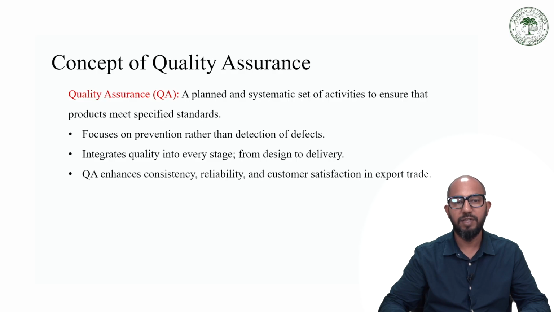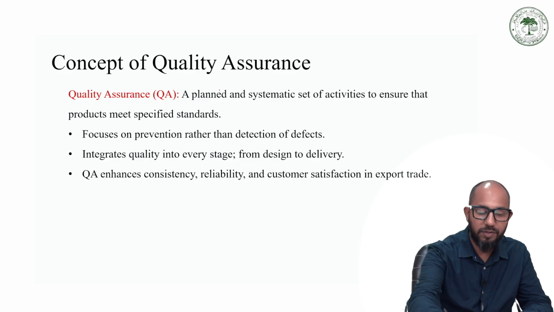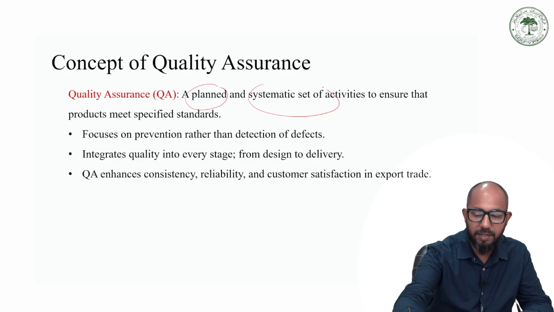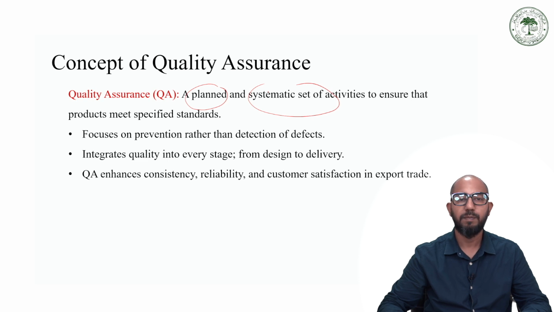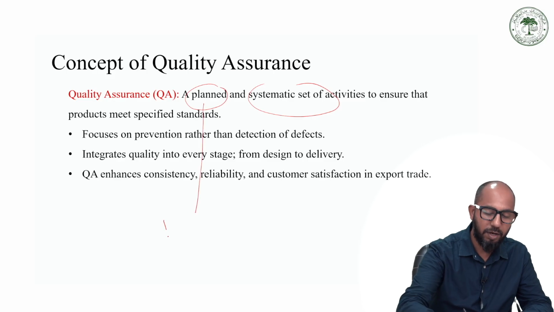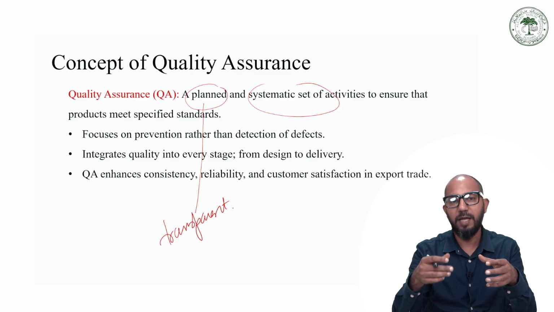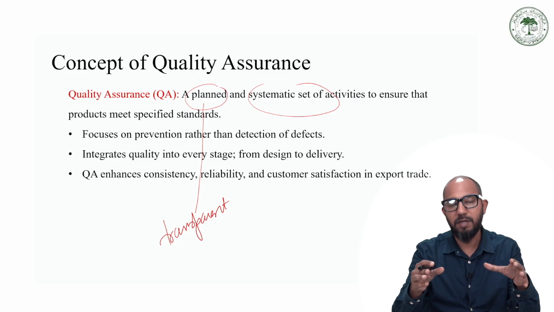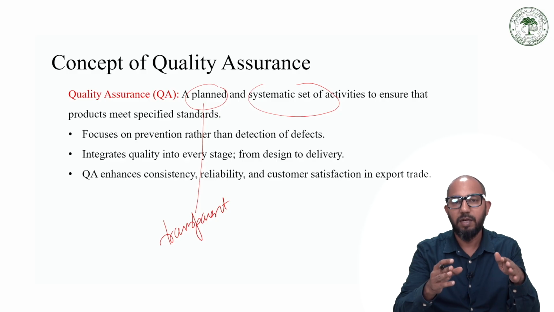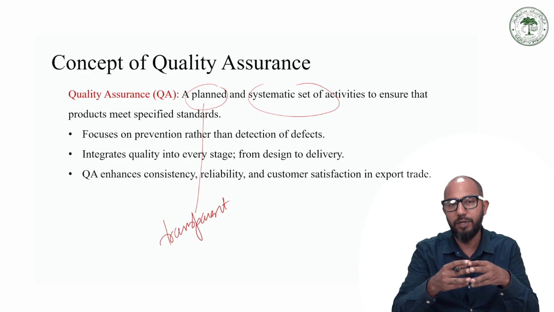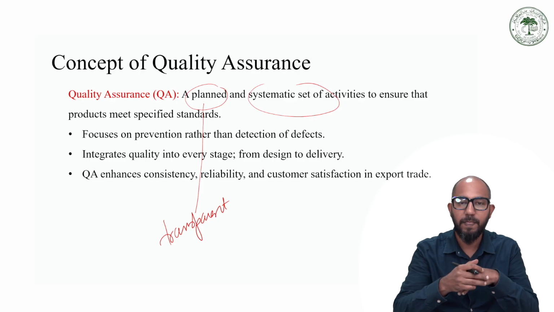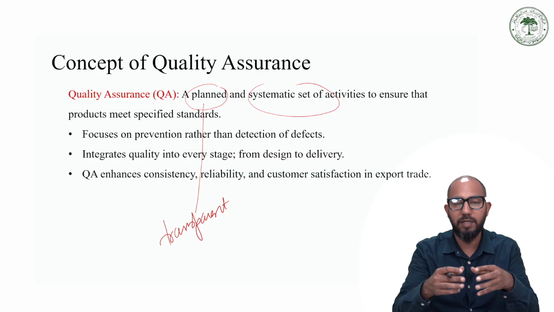Let us now try to deeply understand the concept of quality assurance. Quality assurance is a planned and systematic set of activities to ensure that product meet specified standards. This planned way is transparent enough. So, between buyer and seller, this planning is transparent that the buyer is also aware that how the goods are going to be checked for quality, and the seller is also aware of how the goods will be checked for quality. They are a systematic set of activities.